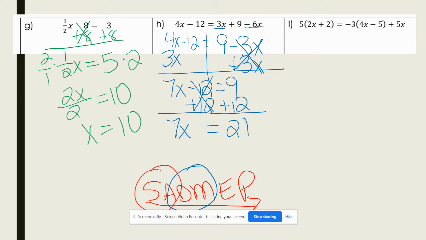Multiplying and dividing. The opposite of multiplying x by 7 is dividing by 7 on both sides. 7 over 7 is 1. We don't have to write that with the x. And 21 over 7 is 3.